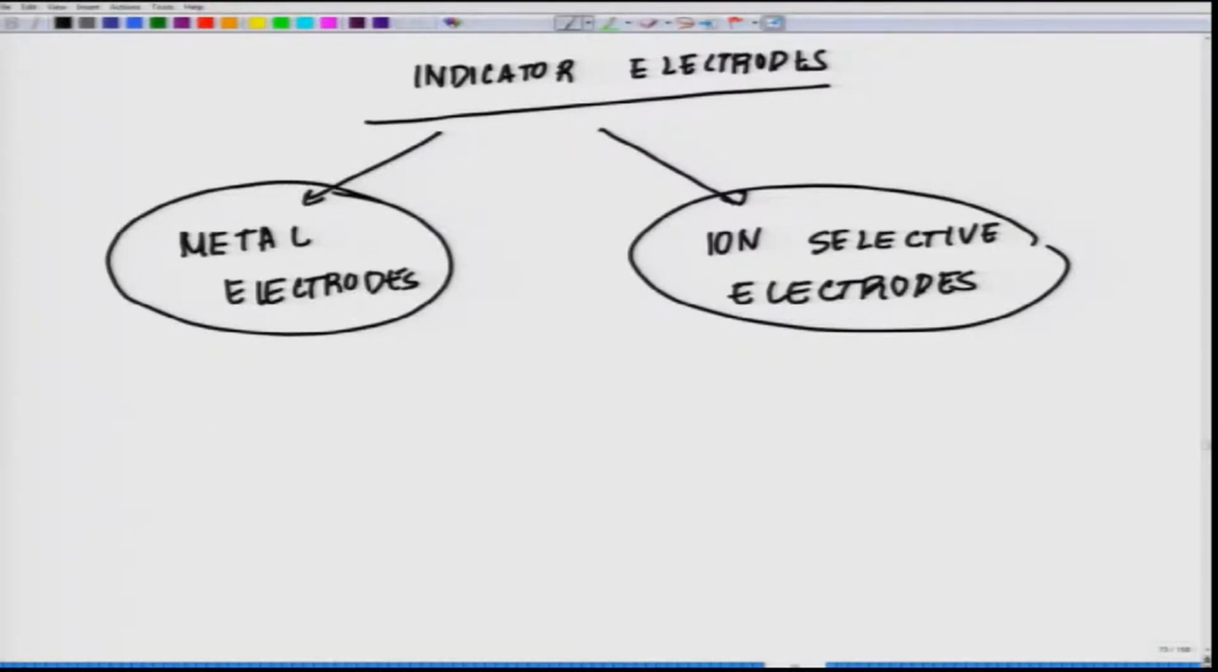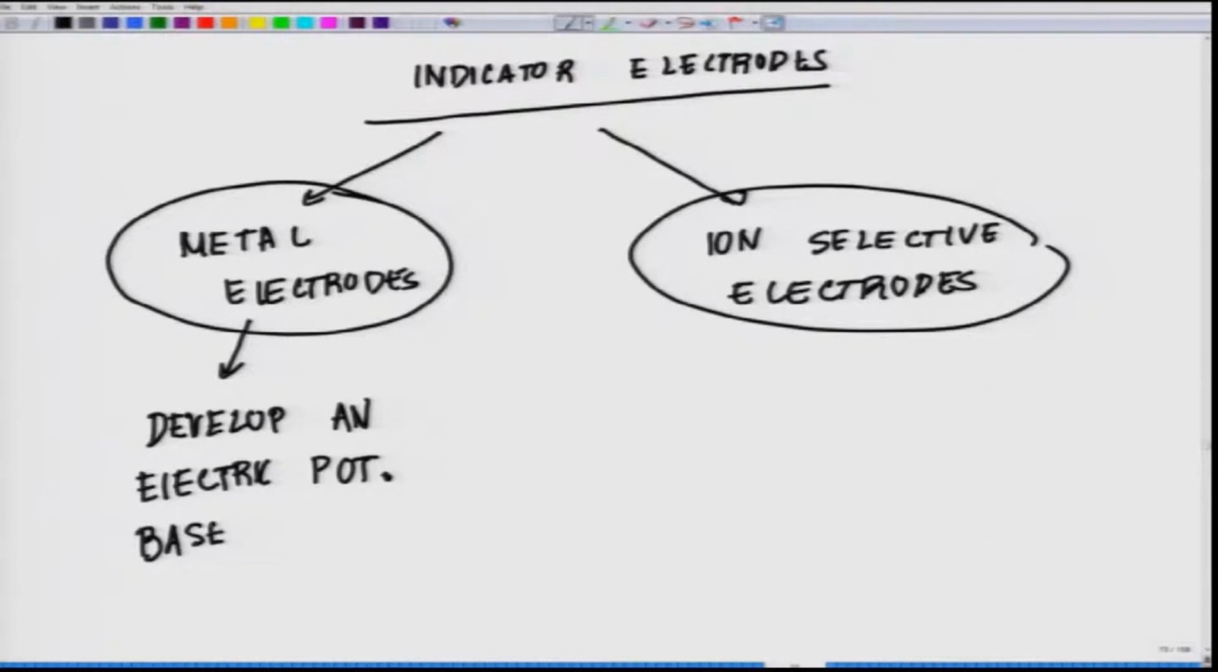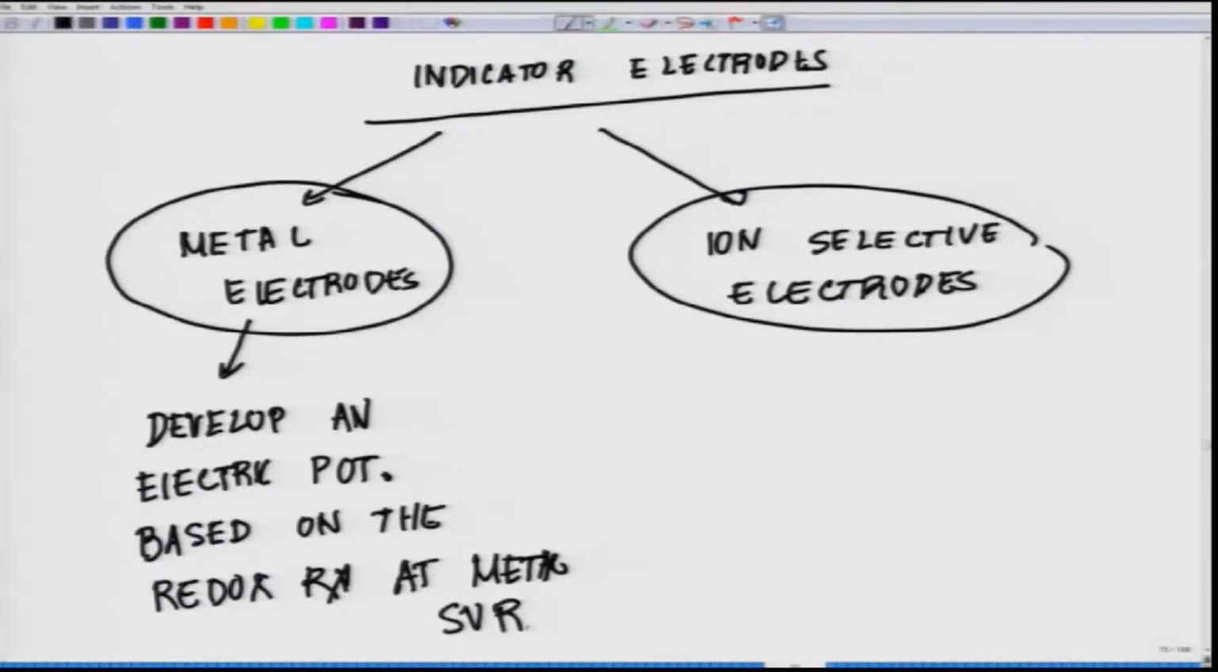When we talk about the metal electrodes, they are the ones which develop an electric potential in response to the redox reaction at the metal surface. They develop an electric potential based on the redox reaction at the metal surface. This is about the metal electrode.